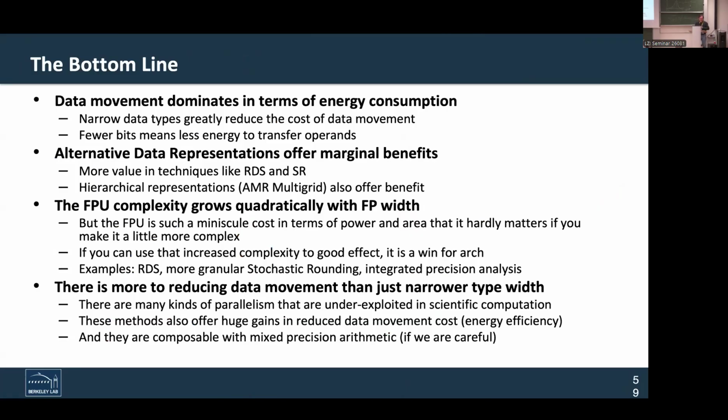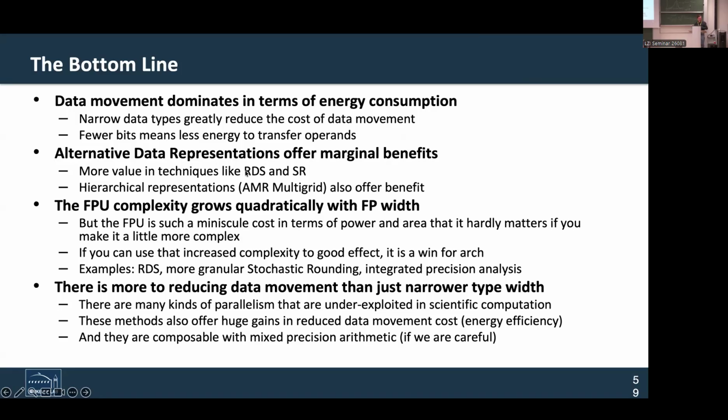Data movement dominates. Narrow data types reduce data movement. I was thinking I'd just start with that and then drop the mic. From a computer architect's perspective, yes, absolutely. Fewer bits means less energy and less space. Alternative data representations thus far offer marginal benefits.